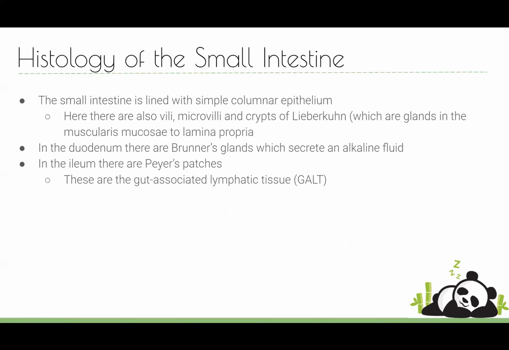In terms of histology, it's lined with simple columnar epithelium. There are also villi and microvilli here because it needs to absorb all of the nutrients that have been processed, as well as crypts of Lieberkühn. But beyond that, I wouldn't put too much effort into learning that. In the duodenum, there are also Brunner's glands. In the ileum, there are also Peyer's patches, and these are gut-associated lymphatic tissue. Just know what they are.